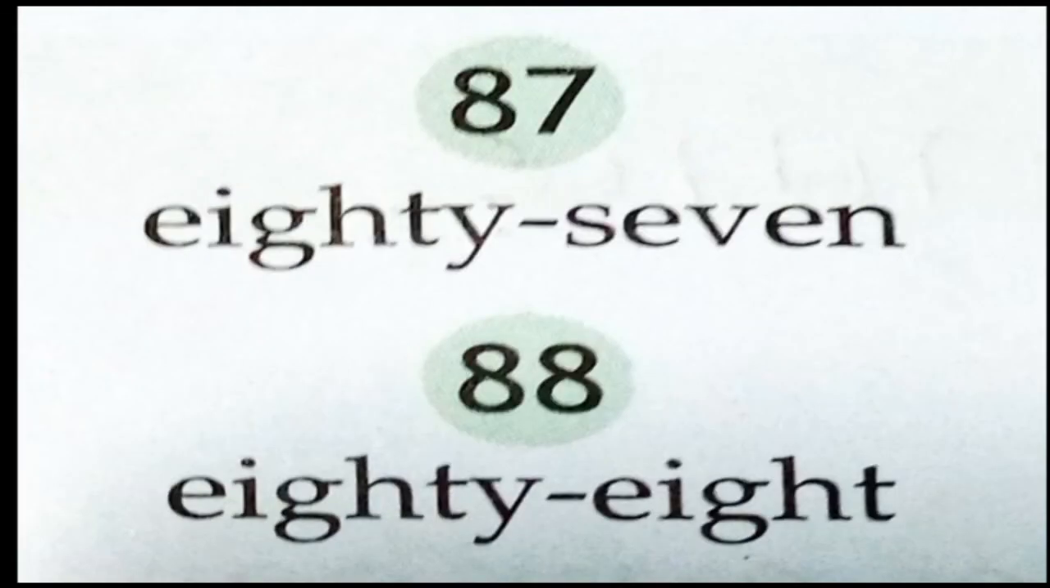Now next number is 87. Eighty-seven. Students, in 87, 7 is our ones and 8 is our tens. Yes, very good.